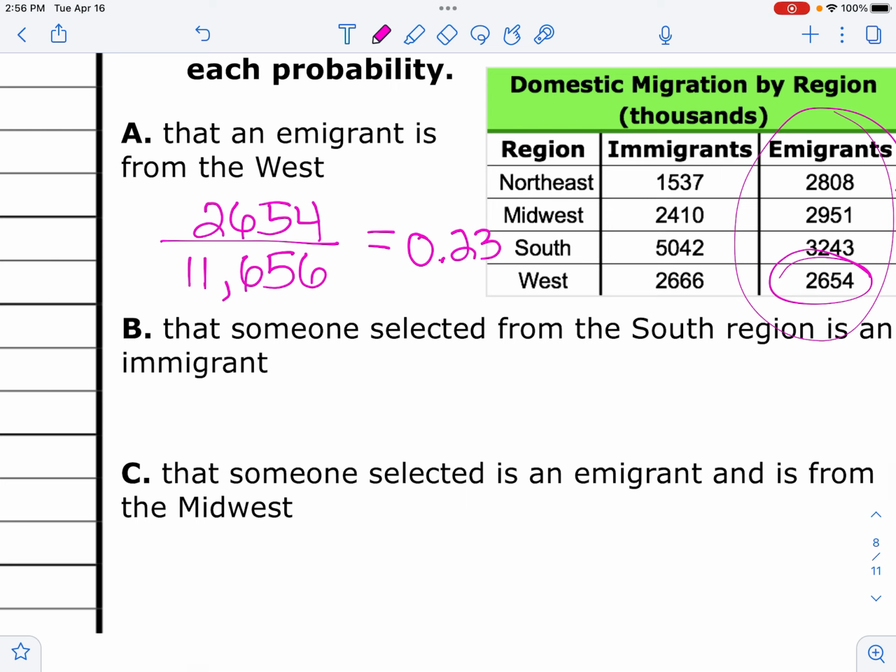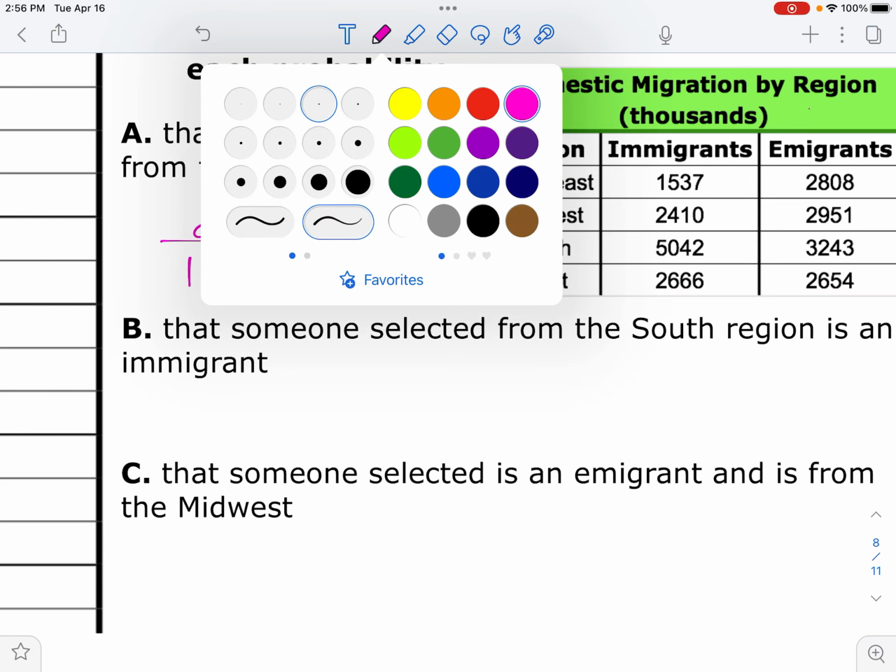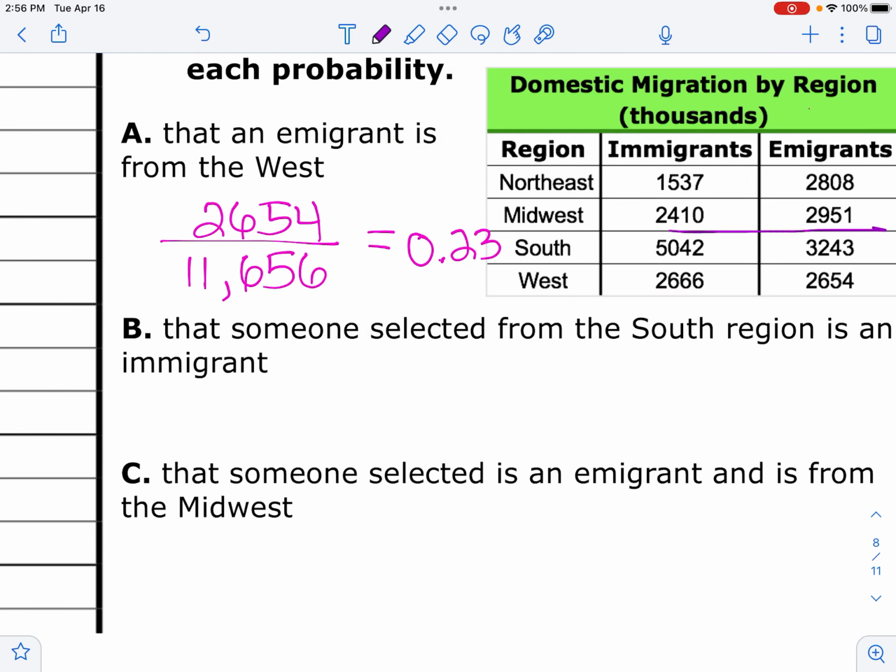The next one here says that someone selected from the South is an immigrant. Okay, so this time we're saying someone selected from the South. If I add those two first, that would be my denominator.